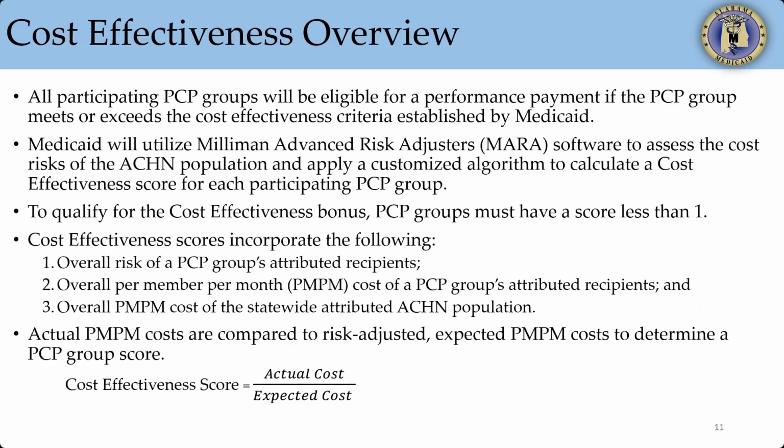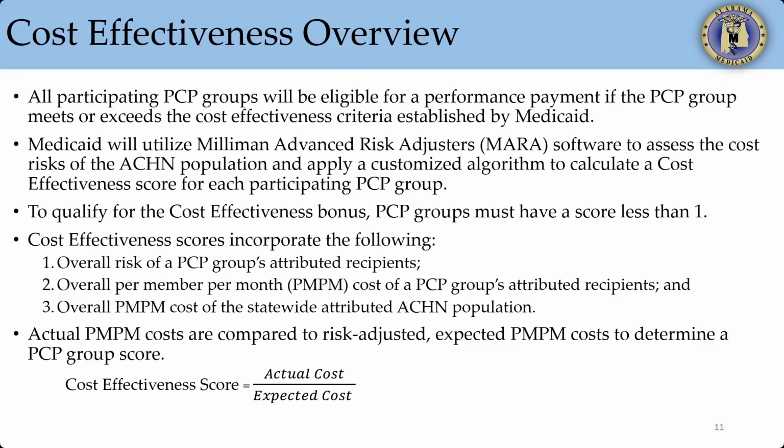To start with an overview, the cost effectiveness bonus is where all participating PCP groups are eligible for performance payment if the PCP group meets or exceeds the cost effectiveness criteria established by Medicaid. Medicaid uses Milliman Advanced Risk Adjusters, also called MARA, and for the rest of the presentation, we'll be saying MARA, software to assess the cost risks of the ACHN population and then apply a customized algorithm to calculate a cost effectiveness score for each participating PCP group. To qualify for the cost effectiveness bonus, PCP groups must have a score less than 1.